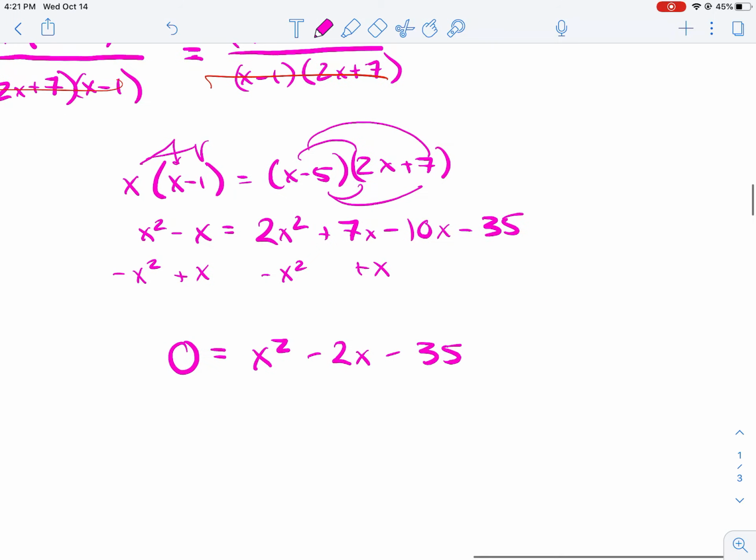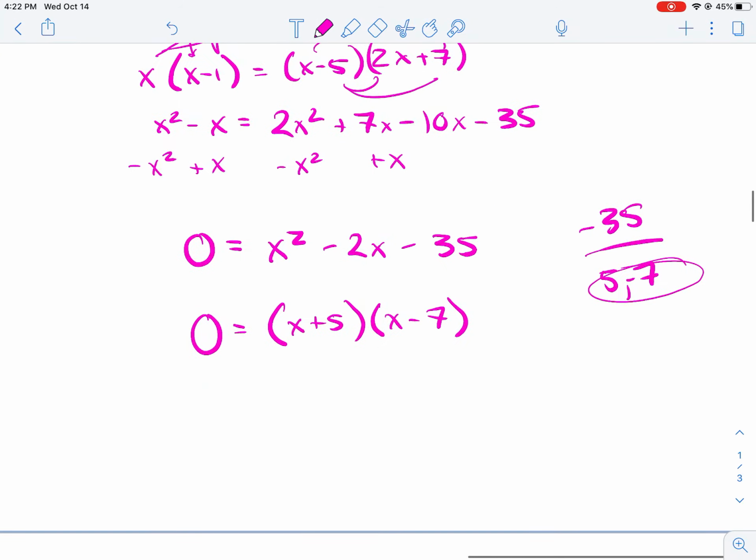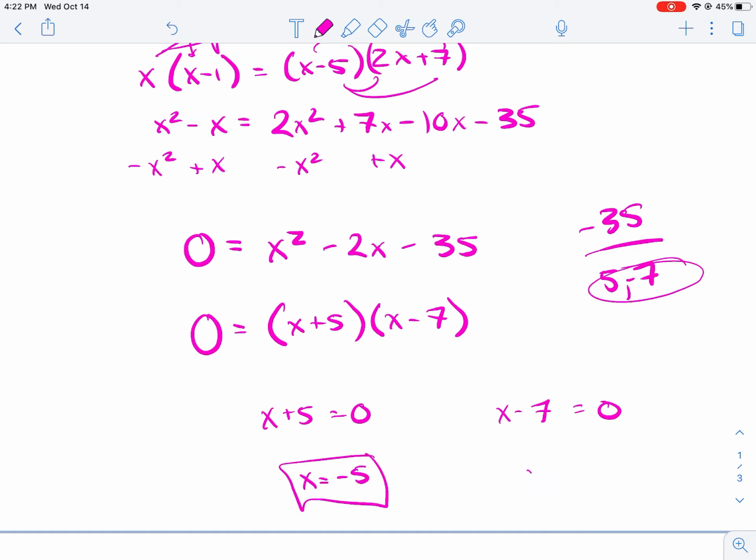I know this thing is factorable. Okay, negative 35, a couple factors of 35. Well, the only ones I can think of off the top of my head are 5 and 7. One of them has to be negative. So because it's a negative 2, we're going to use this setup right here. So we're going to go 0 is equal to x plus 5, x minus 7. Set both of these guys equal to 0. And we get x is equal to negative 5. x is equal to positive 7.